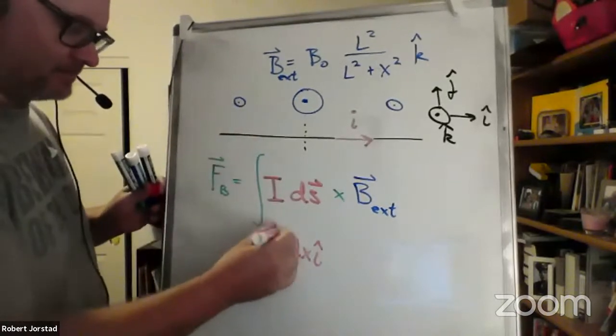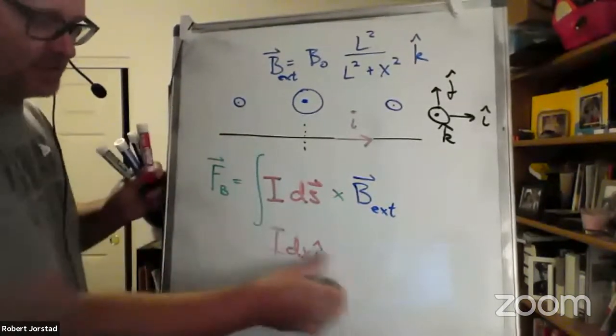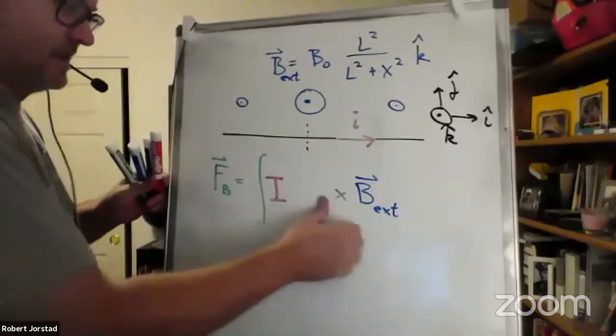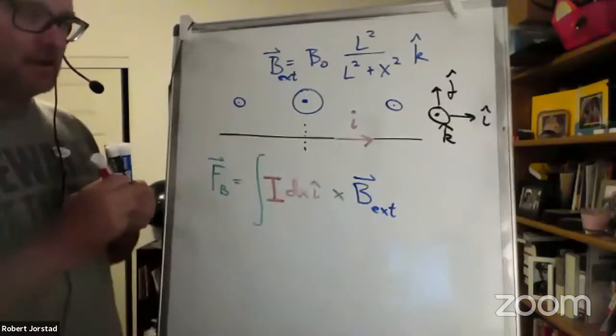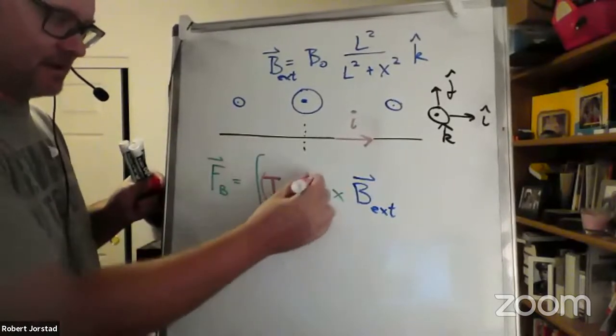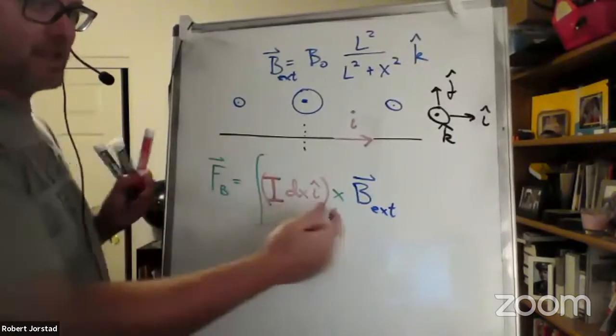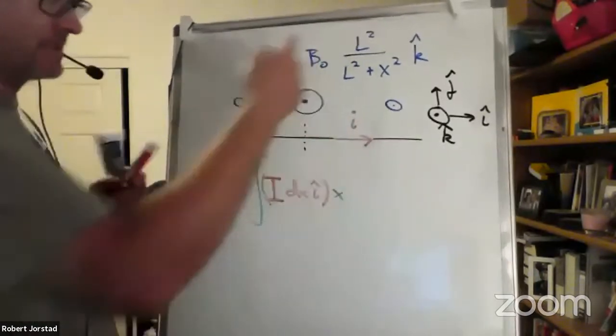All right. So how about I just write that in there so I don't run out of space? So this is going to be dx in the I hat, and I'm going to just put that in parentheses here. What's B external going to be? Well, that's that big mess. I'll shove that in.